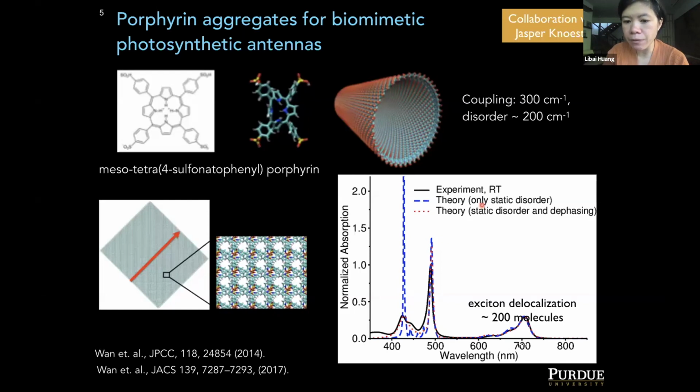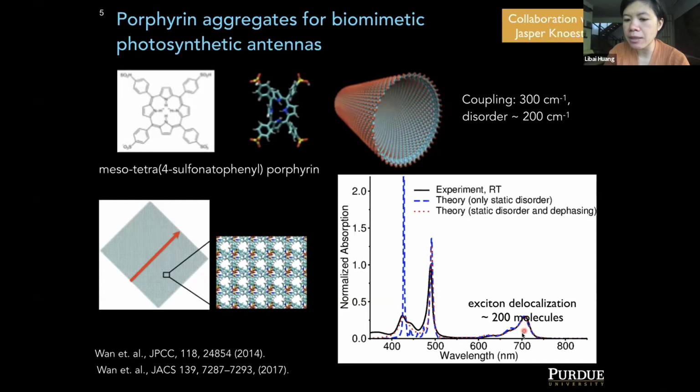So with the calculation, we came to a conclusion that for the Q band exciton, the exciton on average is delocalized over 200 molecules. You might say, well, that's a really large number, but it has something to do with the geometry of these aggregates. You can think of this aggregate as stacks of rings, and each ring has about 43 molecules. So this is about 5 rings. Also, one thing to keep in mind is that this is the average number.